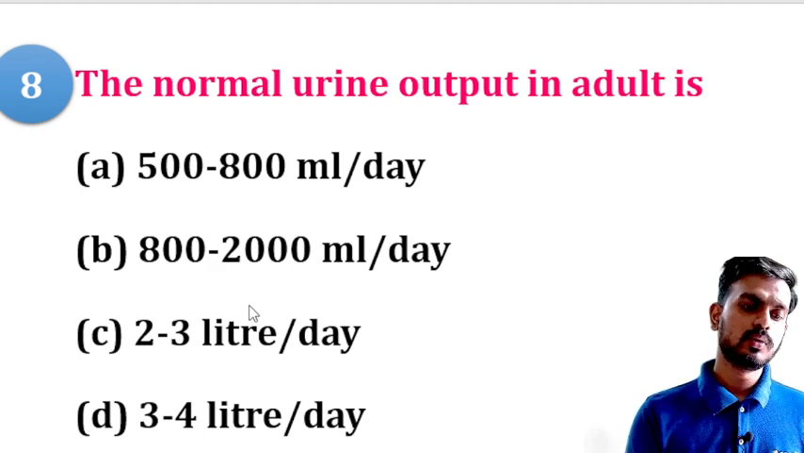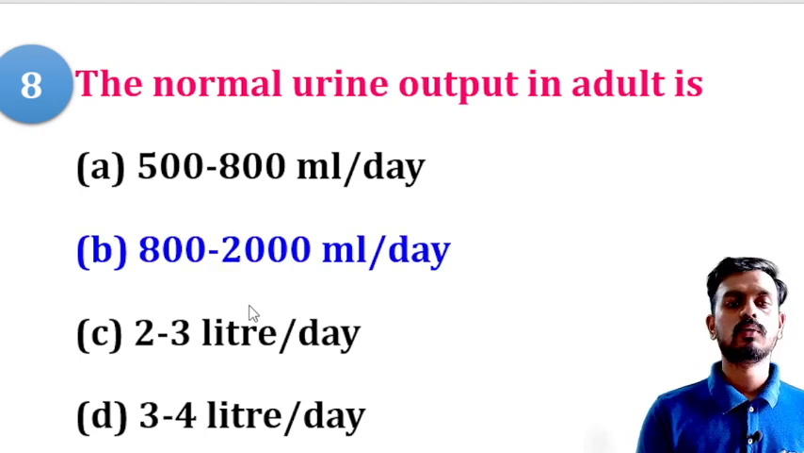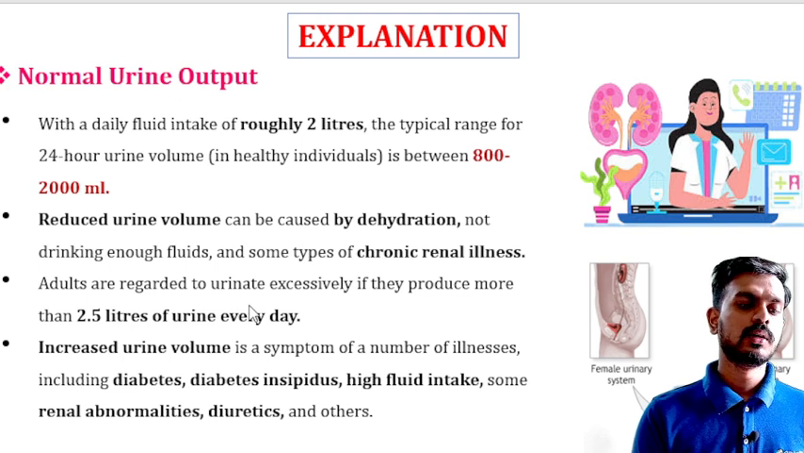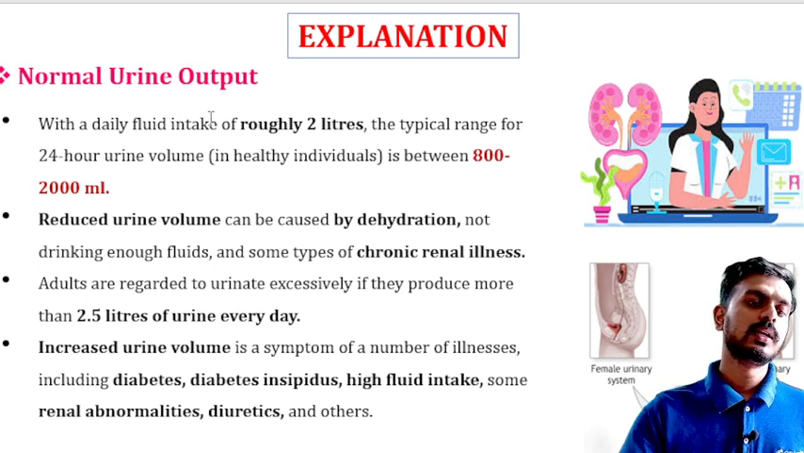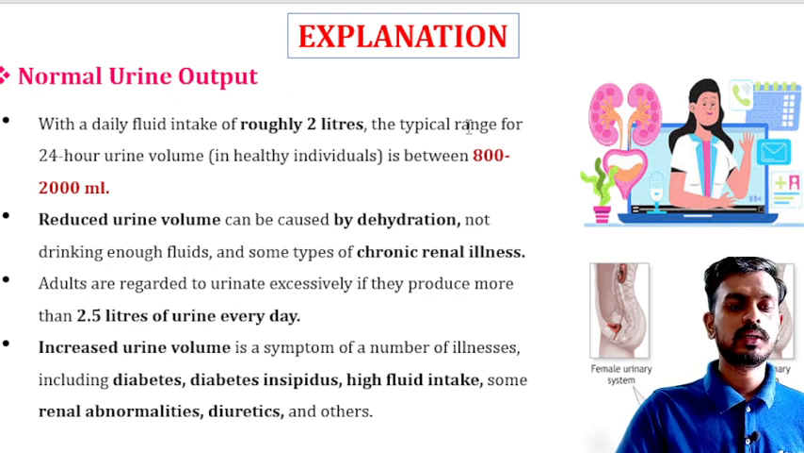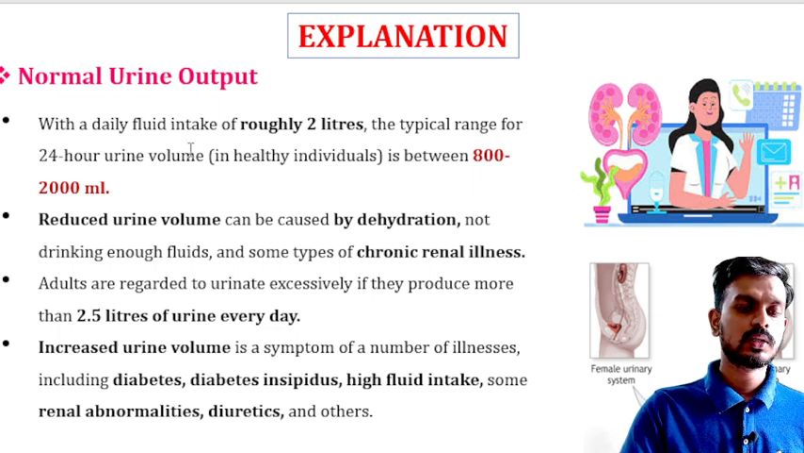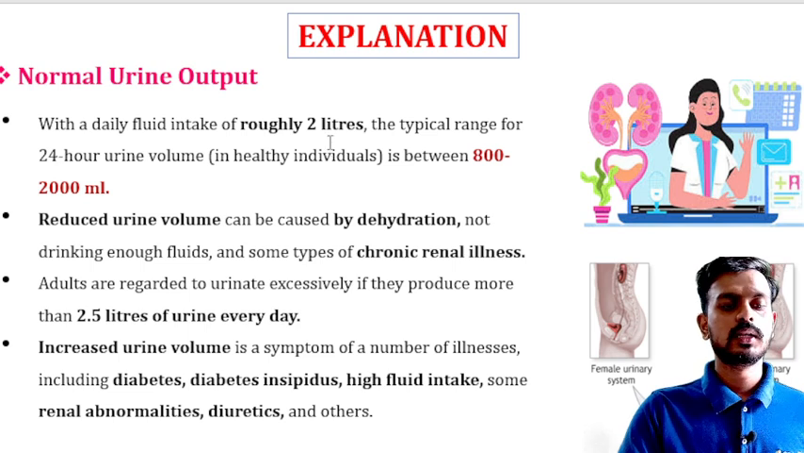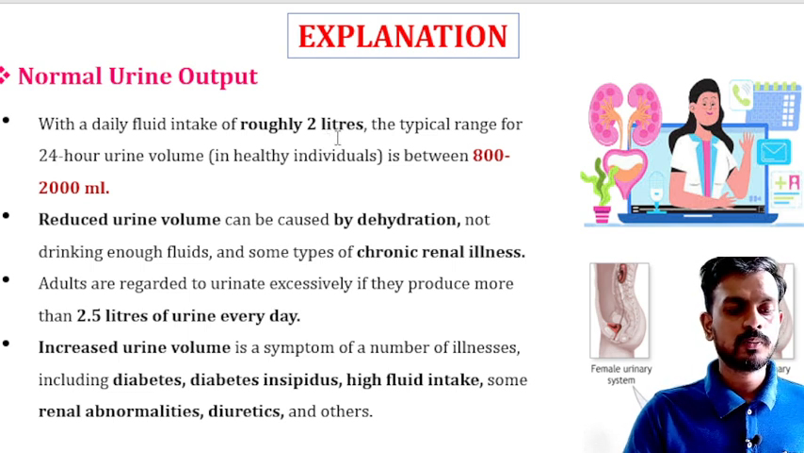Okay, so moving to the next question, the normal urine output in an adult is basically 800 to 2000 ml per day. So the normal urine output is roughly around 2 liters. This is a typical range for 24-hour urine volume in a healthy individual, between 800 and 2000 ml.